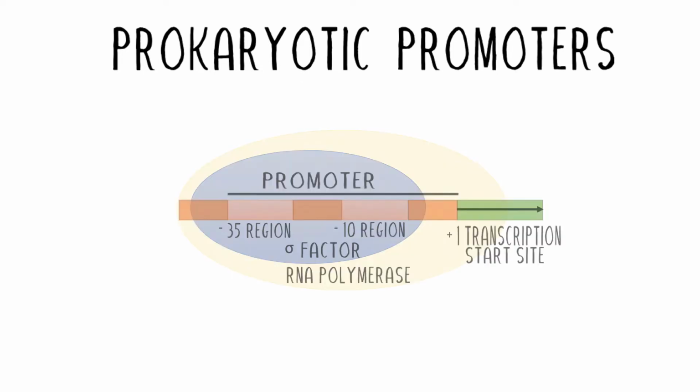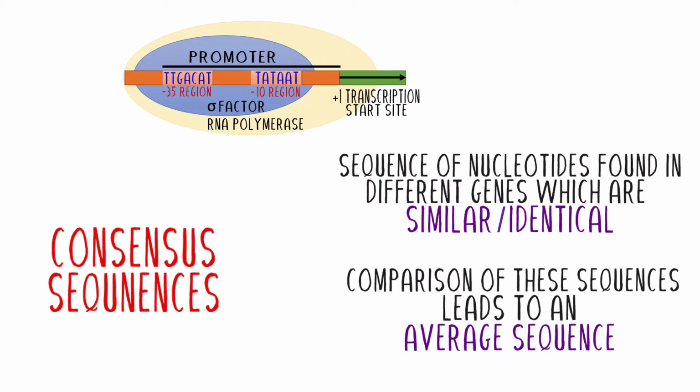Promoters are key to starting the process of transcription and they help to activate transcription factors to recruit RNA polymerase. In prokaryotes, the sigma subunit of RNA polymerase recognizes the consensus sequence. This is a sequence taken from nucleotides in different genes that are similar or identical.